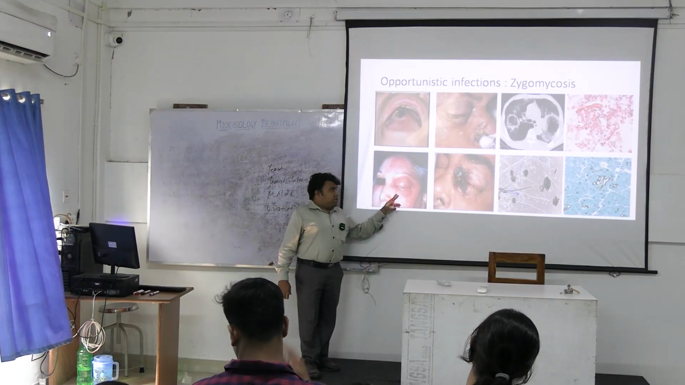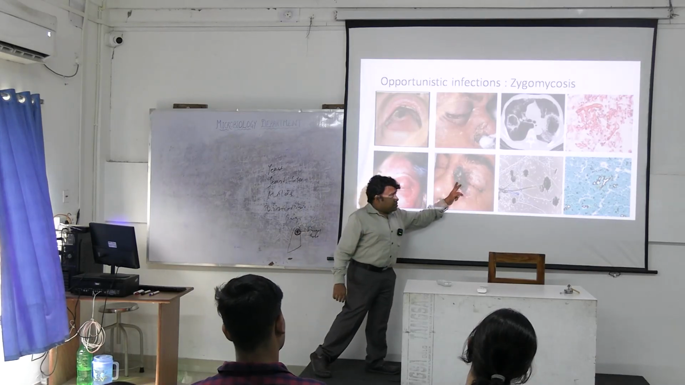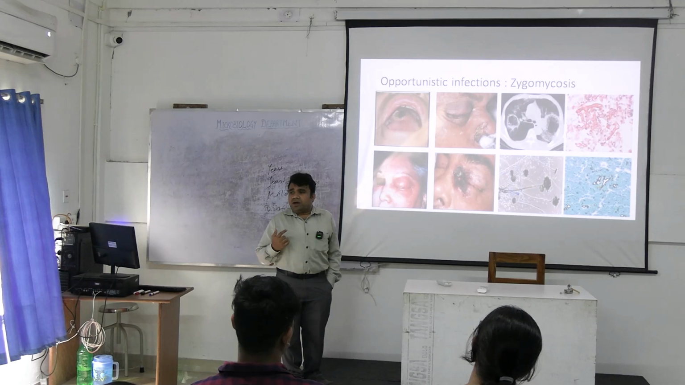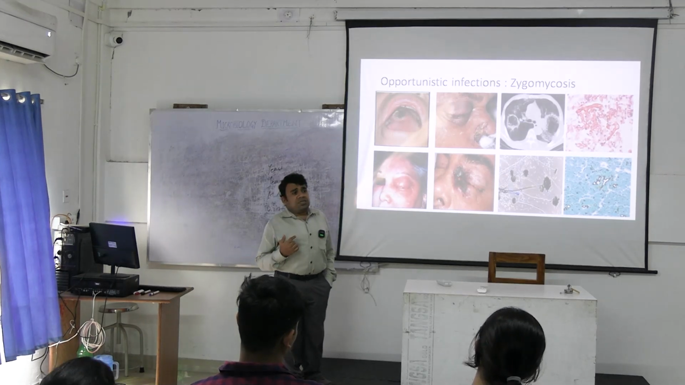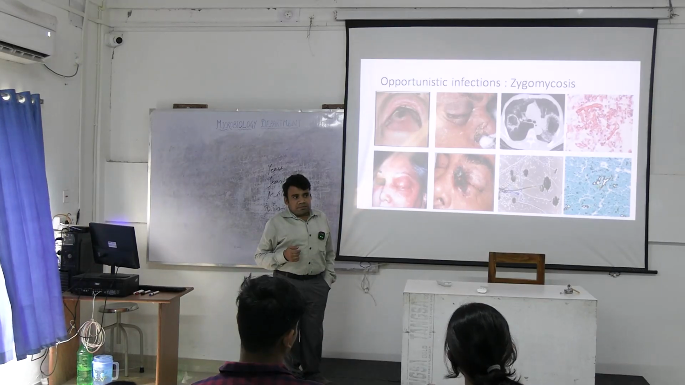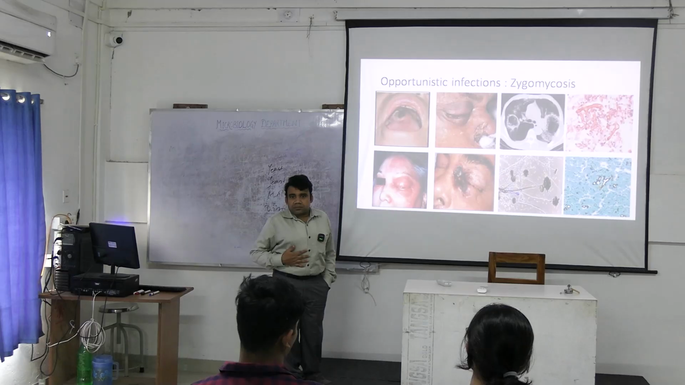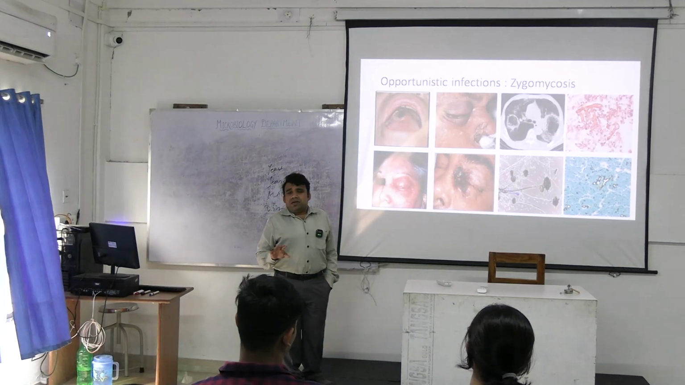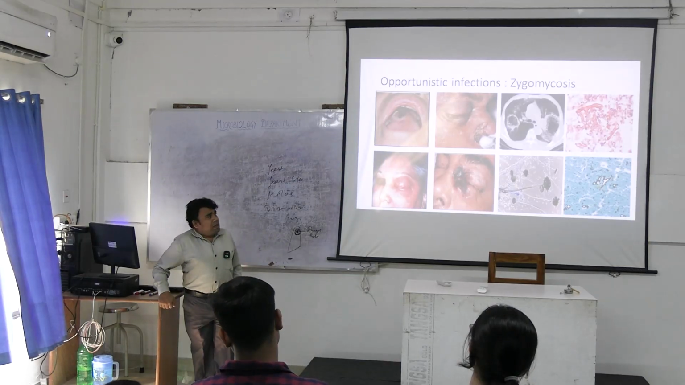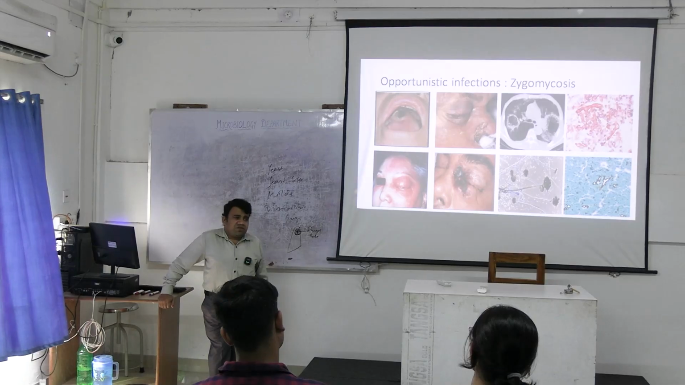Over here, you can find post rhinosinusitis, there is orbital cellulitis like this, and it may even invade from the sinuses into the frontal lobe of the brain, causing brain infection. Cerebral zygomycosis. That's a very disastrous situation, and most of the time they are not very responsive to antifungal agents, and surgery is the mainstay of the treatment.